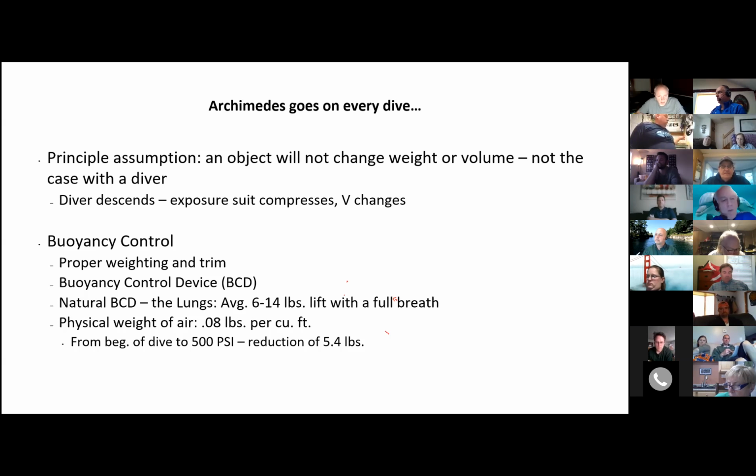buoyancy. Finally, something to think about, that your scuba tank, an 80 aluminum scuba tank, from full to 500 PSI when you might be getting back on the boat, has over 5 pounds of air in it. So you need to compensate for that at the beginning of the dive so that at the end, you're not just popping up to the surface. So again, buoyancy control is Archimedes, and Archimedes goes on every dive with us. So next slide, please.